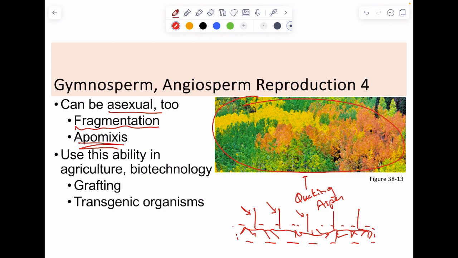We also utilize how asexual reproduction works in biotechnology. So some gene manipulation involving plants. We also use it in agriculture, especially with grafting. And we can also make transgenic organisms rather easily.